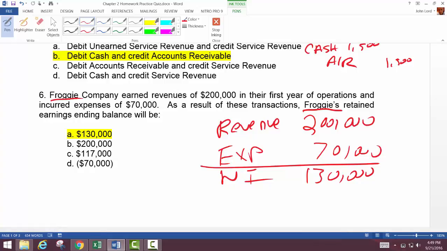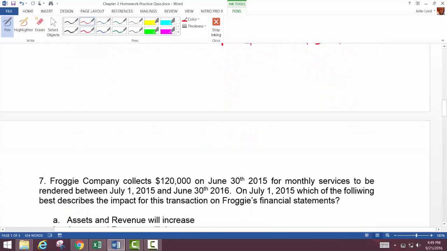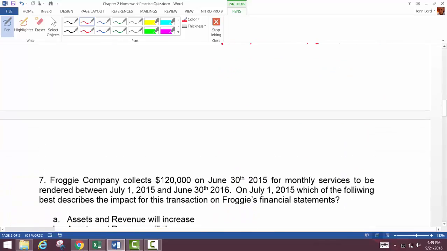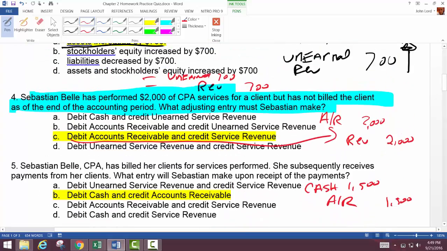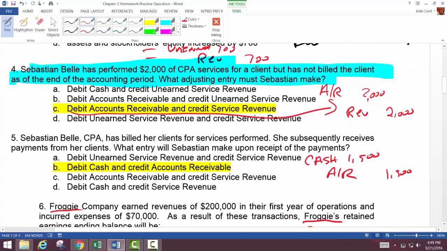Okay. Question? Yes, sir. I'm just saying that they had 2,000 of accounts receivable and they collected 1,500, right?